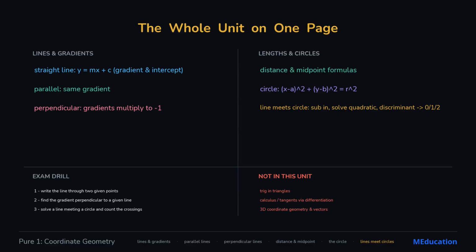A few related ideas lie just outside this unit. Working out angles and sides with trigonometry belongs in triangle work, finding tangents by differentiating waits for calculus, and stretching coordinates into 3 dimensions with vectors comes later. Coordinate geometry here is the recap that turns every line, length, and circle into something you can simply calculate.